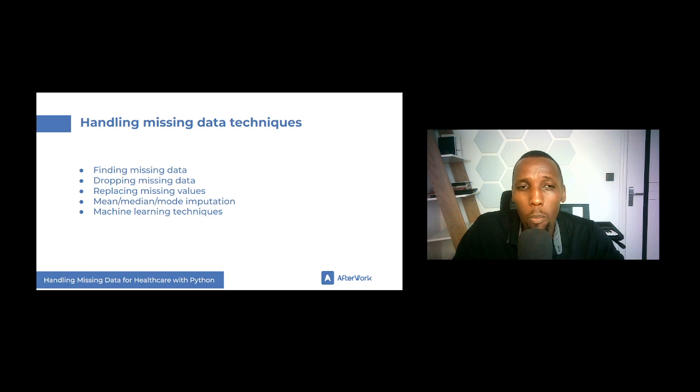The same case applies if we want far more accurate values that are representative of the missing values, then we can also implement machine learning techniques, which we are also going to learn how to do. So those are the techniques, but under each technique, there will be different categories that we can use.